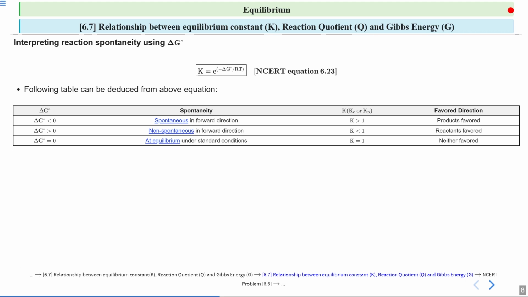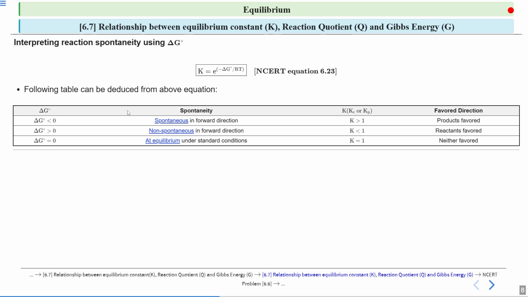But if you take delta G naught greater than 0, then what will happen? Then this whole power term will become negative, and you will always get a value of K which is less than 1. Of course, that value will be greater than 0. It's not possible for it to be 0 because that is only possible if you have a base of 0, so that is not acceptable. So you will only get a value greater than 0 and less than 1 in case of delta G naught greater than 0.